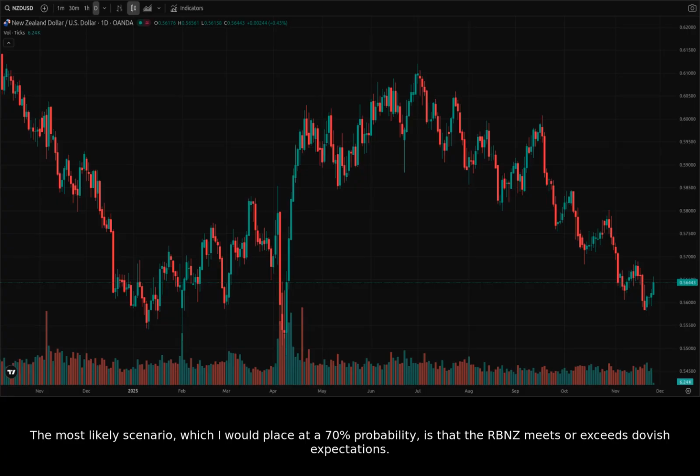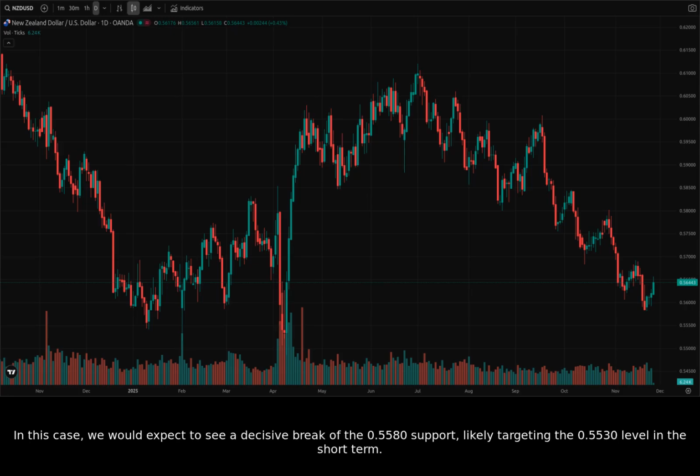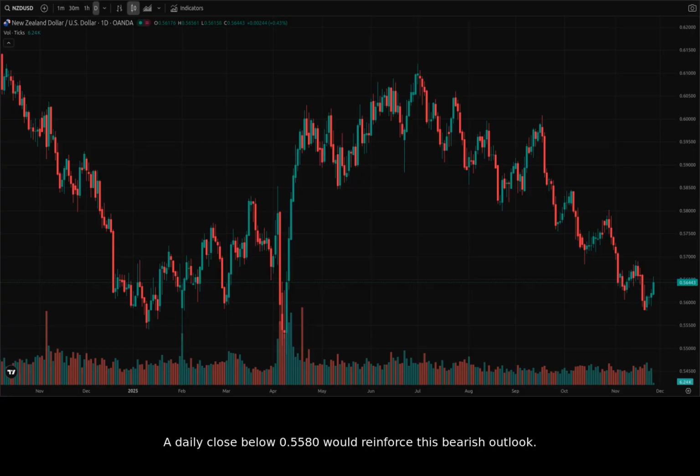So, what are the potential scenarios? The most likely scenario, which I would place at a 70% probability, is that the RBNZ meets or exceeds dovish expectations. In this case, we would expect to see a decisive break of the 0.5580 support, likely targeting the 0.5530 level in the short term. A daily close below 0.5580 would reinforce this bearish outlook.